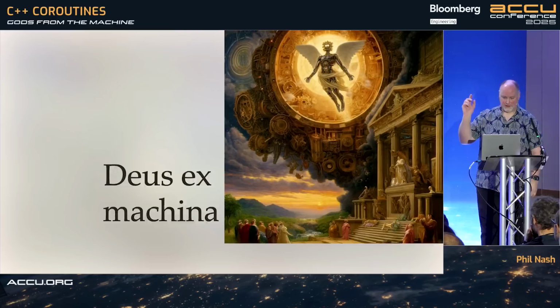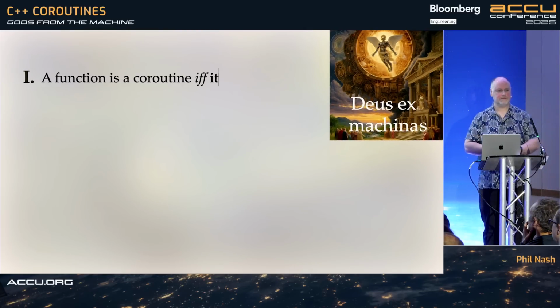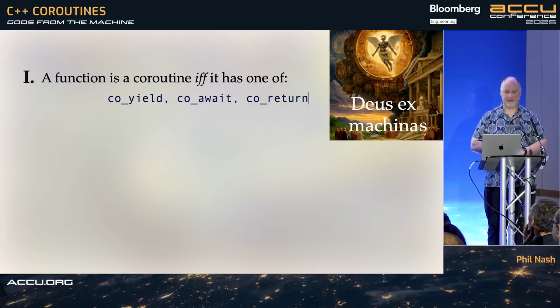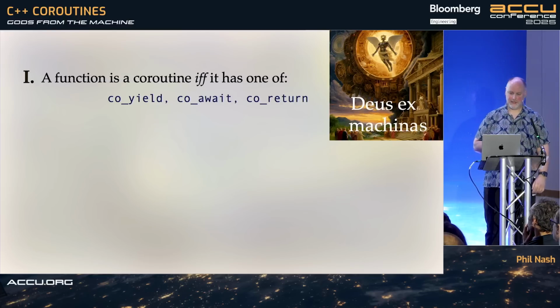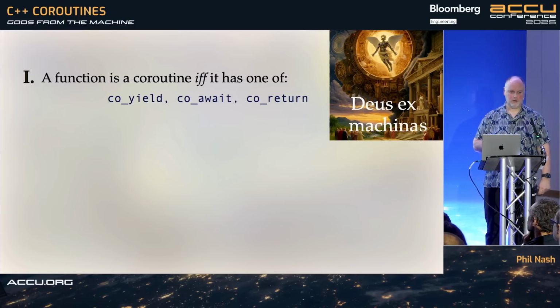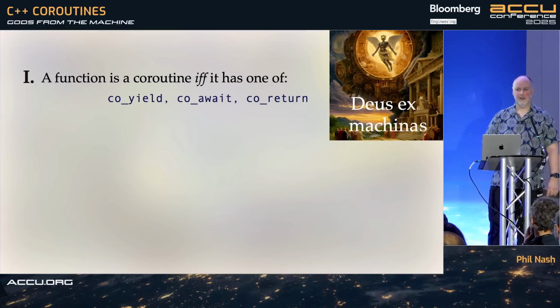So I should put that up. Yeah, there we go. I'm going to repeat this point. I think it's worth clarifying. This was our first deus ex machina. A function is a coroutine if and only if it has one of the following three keywords: co_yield, co_await, or co_return. So just now we used co_return. That's sufficient to make it a coroutine.